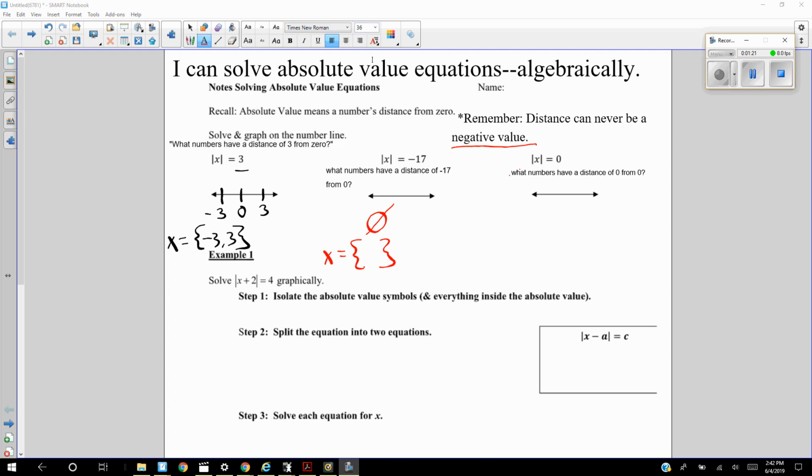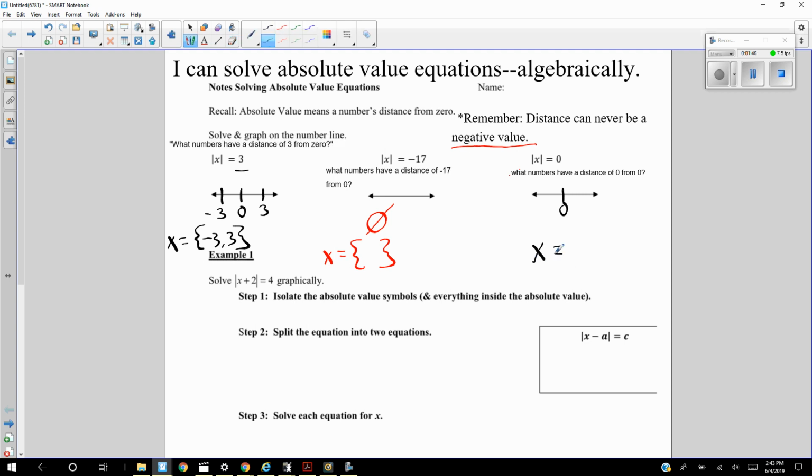And this last one is saying what numbers have a distance of 0 from 0. So of course there is one number, and that would be 0 itself. 0 is exactly 0 units from itself. I'm going to go ahead and write it in set notation.